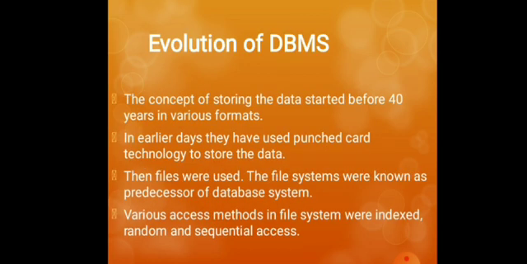Evolution of database management system. The concept of storing data started about 40 years ago in various formats. In earlier days, they used punched card technologies to store data. Then files were used. The file system was known as a predecessor of the database system. Various access methods were used within the file system. They were the indexed method, the random method, then the sequential access method.